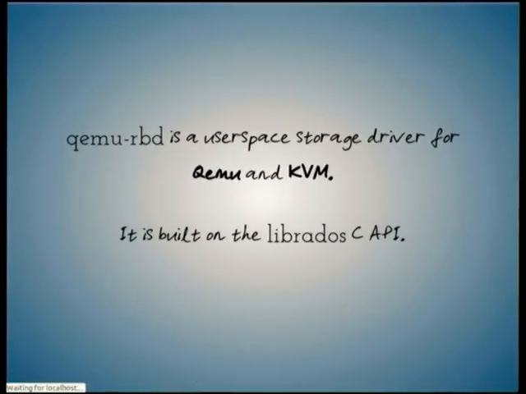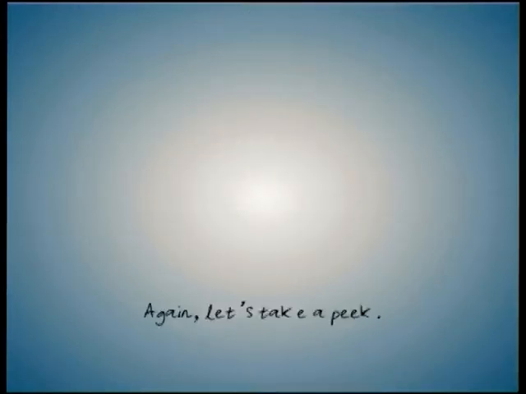What we can also do is integrate it directly with virtualization solutions. So there is QEMU RBD, which is a user space storage driver for both QEMU and KVM, and that is built on the librados C API. With that, we can avoid the kernel round trip that we have to go through if we're mapping a block device, for use cases where it's simply not needed. So QEMU itself becomes an RBD client, connects to an RBD image, and then presents that as a virtual block device to the guest.